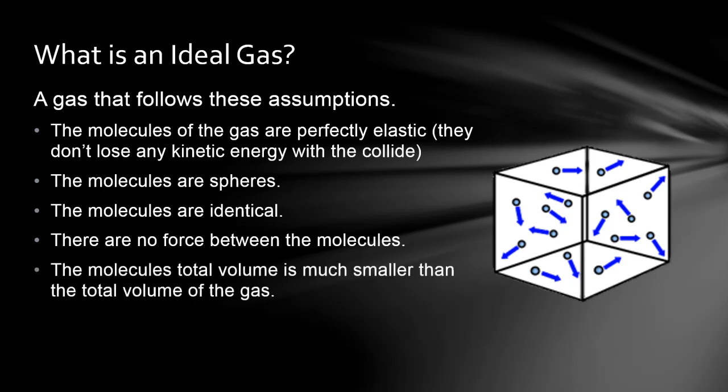The molecules' total volume is much smaller than the total volume of the gas, which means the molecules are very, very tiny. These assumptions are not true for all gases, but using them we can predict some very important things about the gas. Some gases turn into liquids under certain conditions, such as higher pressure or lower temperatures. The pressure, volume, and temperature can be attained by using this model.